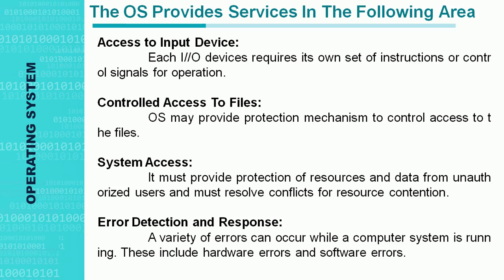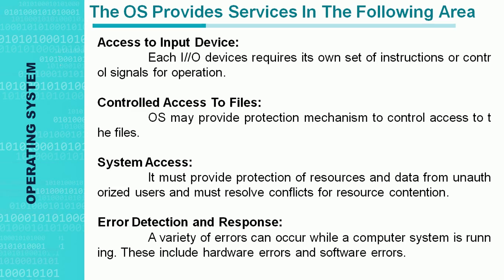Next, access to the input device. Each input output device requires its own set of instructions. These instructions form a uniform interface that hides their details so that the programmer can access such services. Next, control access to the file. There are a lot of control mechanisms to access the file to protect the file. Next, system access. System access also resolves some conflicts, and protects the resources and the data through the system access. Error detection and response.